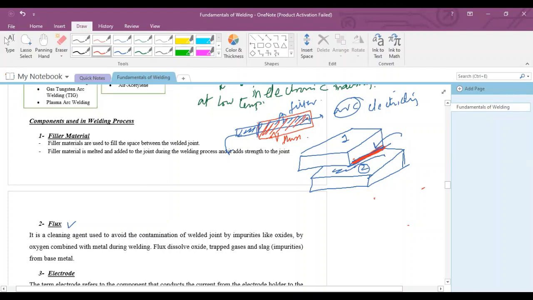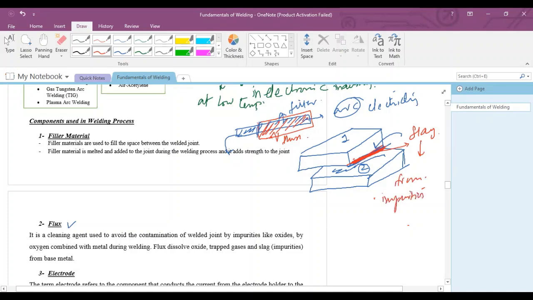Number two is the flux. Flux is normally coated on this filler material, and during the welding process, along with the filler material, this flux will melt and deposit on the joint. This flux will also melt and deposit on this joint and form a slag. Slag will protect this surface from impurities.